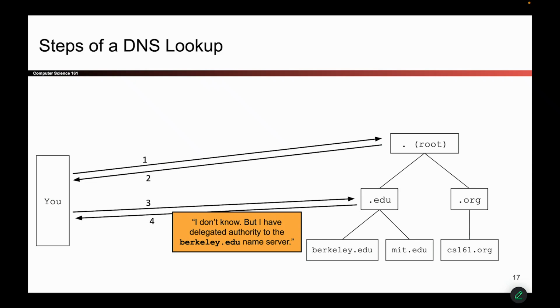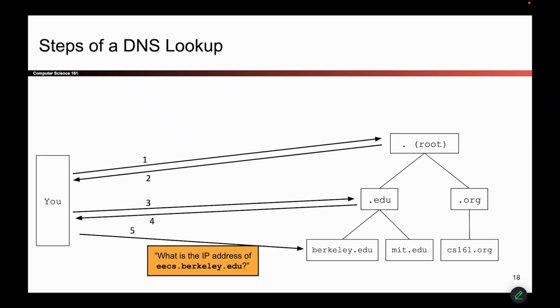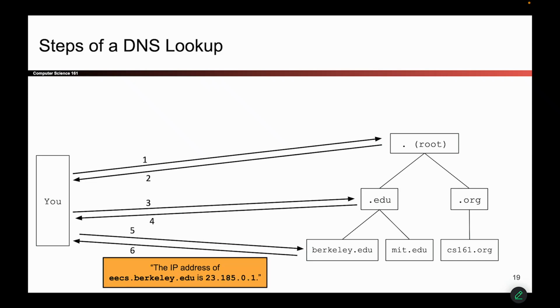So with that contact information, you go and talk to the berkeley.edu name server. You ask the exact same question. That hasn't changed. And finally, they're able to give you the answer. So they tell you that this is the human-readable domain name. There's the machine-readable IP address. And you celebrate because you're done. So these are the two main ideas in action. That's what a DNS lookup looks like.